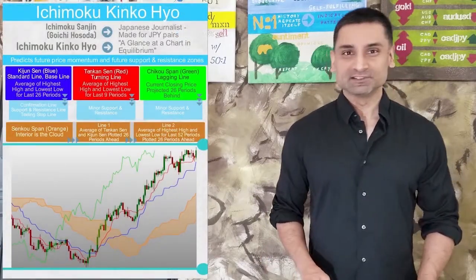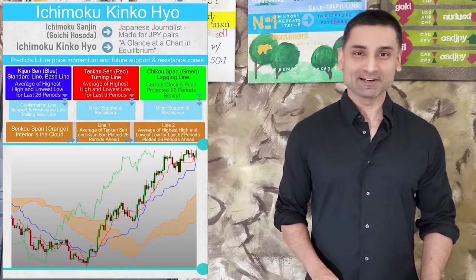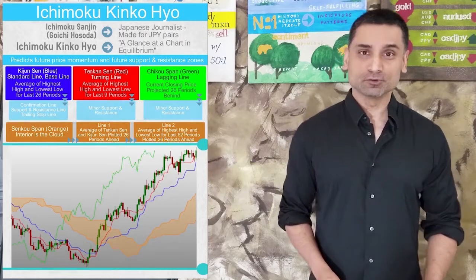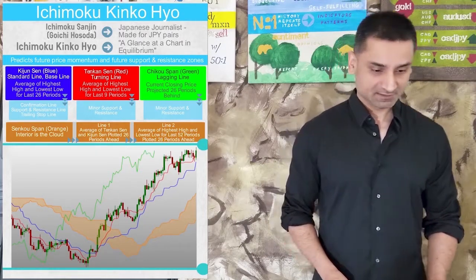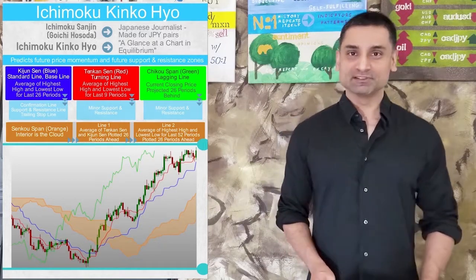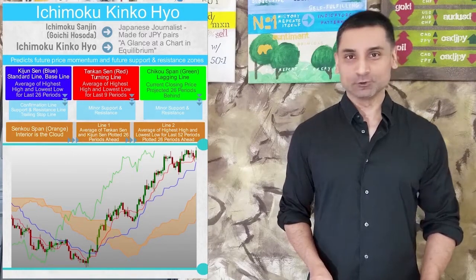The full name is Ichimoku Kinko Hyo. I don't know if I'm saying that right, but that's what it is. And what it means is, the first word Ichimoku means a glance. Kinko means equilibrium, and Hyo means chart. So it means a glance at a chart in equilibrium.